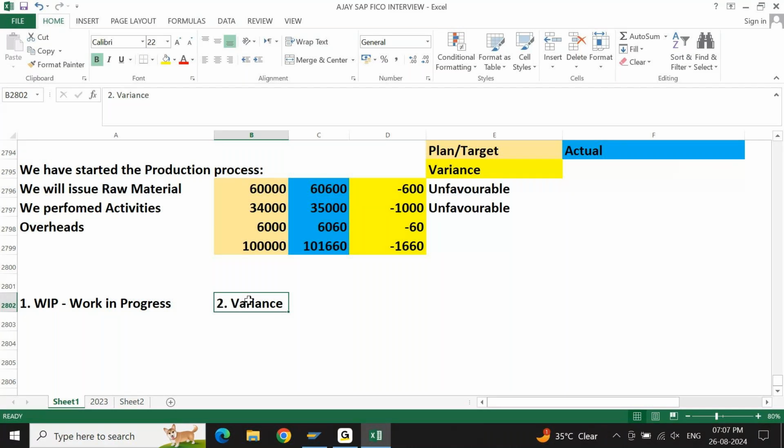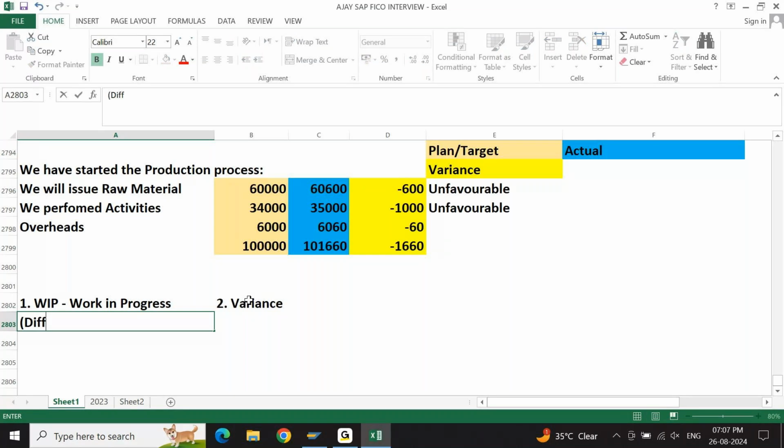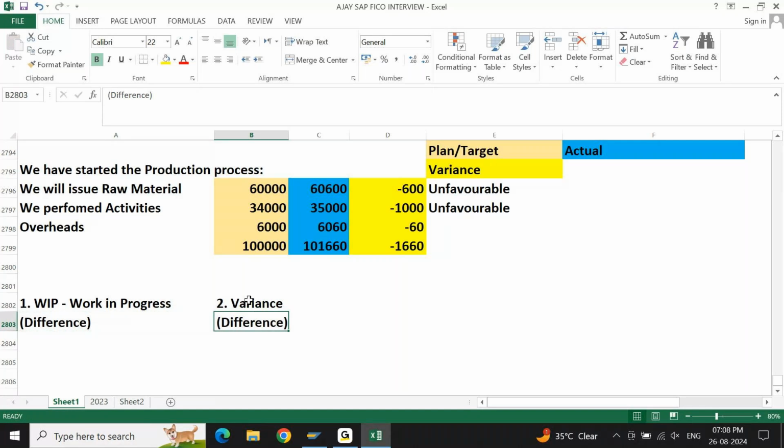Yes, sir. Here, this is my difference. Here also, this is my difference. Here also this is my difference, but at any given point of time, of one or two, only one is supposed to come. Two will never come together. You're not supposed to bring two together. You should always bring either work in progress or variance.